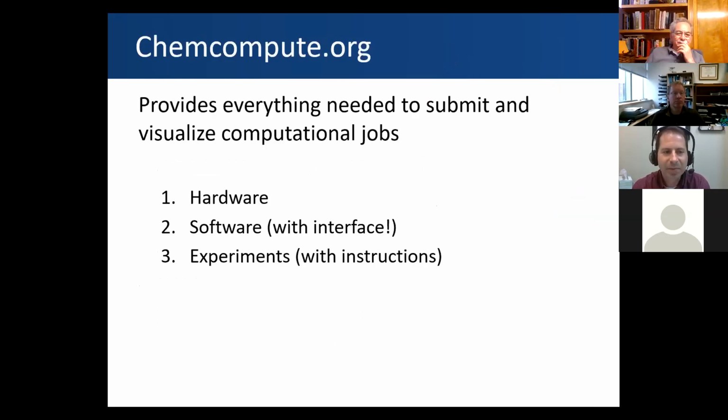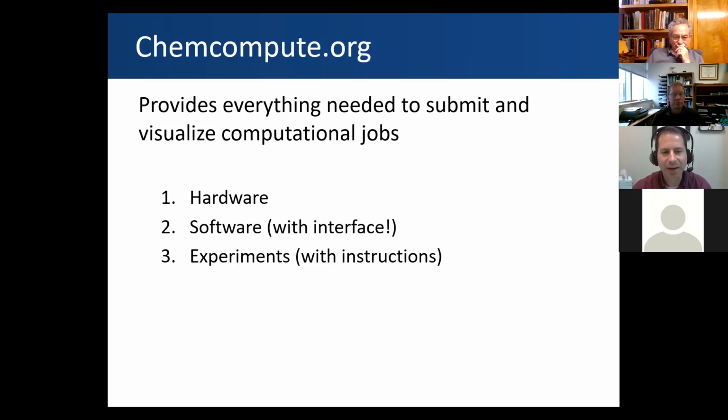All right, so the website, chemcompute.org, provides everything you need to run these jobs. And there's a lot that goes into it. If you want to run a job, you obviously need hardware to run it on. You can run it on either a local computer or on a server. You need software. You need the packages that do the calculation, but you also need some sort of graphical interface to it, because students do not enjoy running things through the command line. I've seen that a lot.